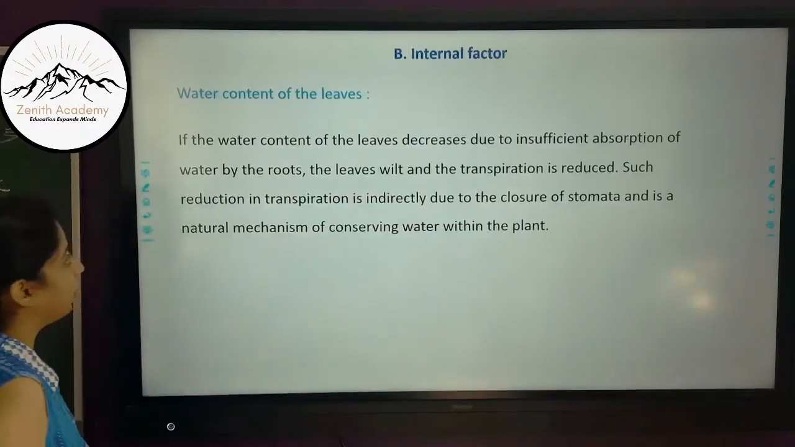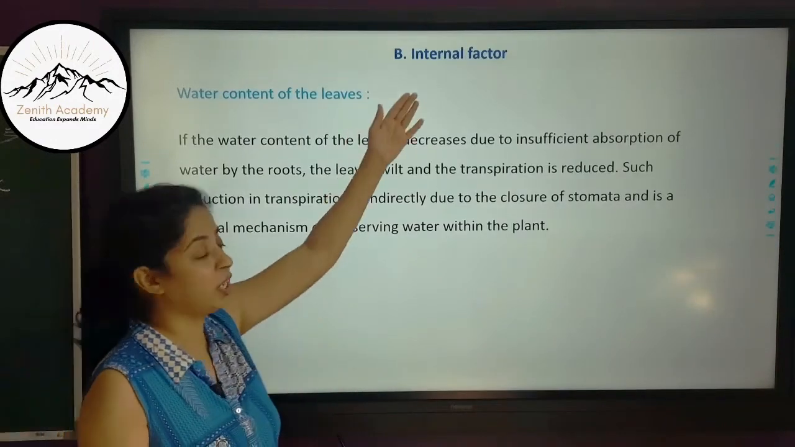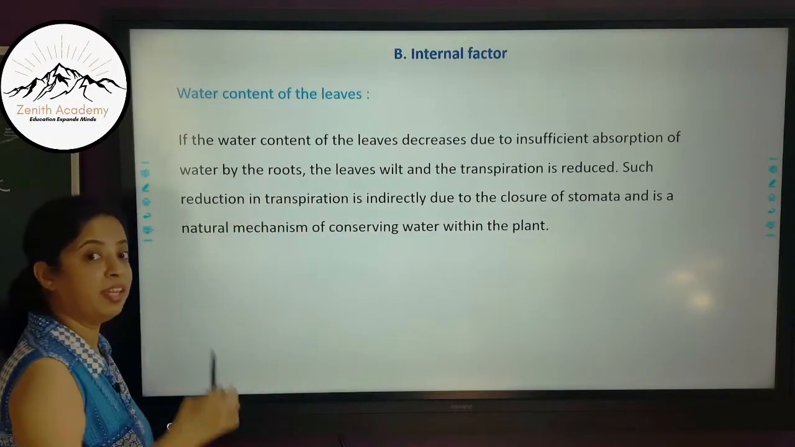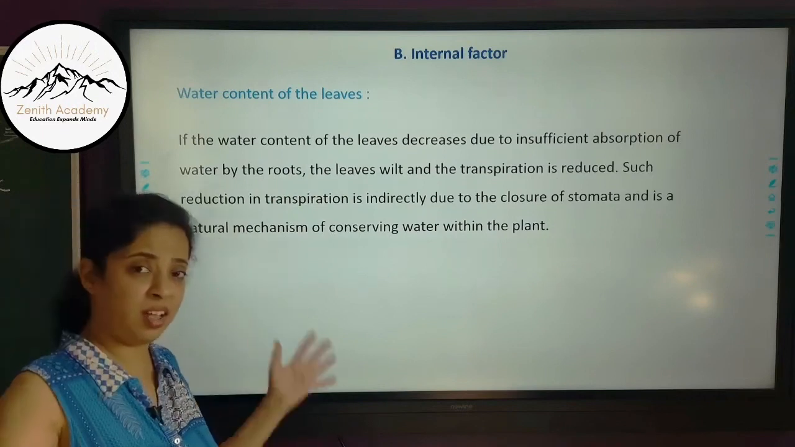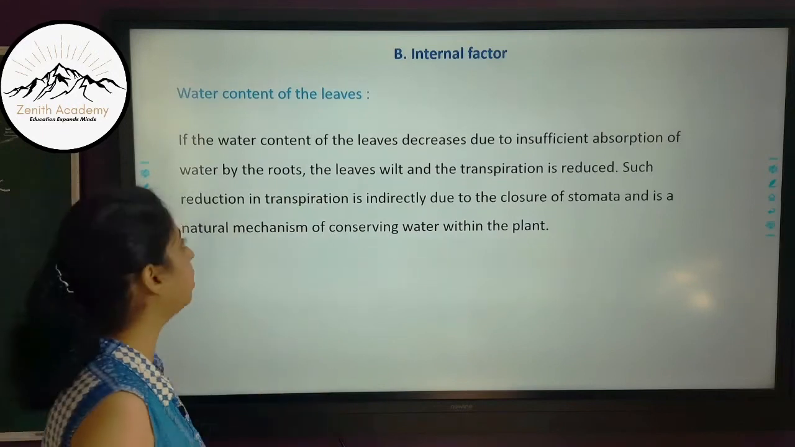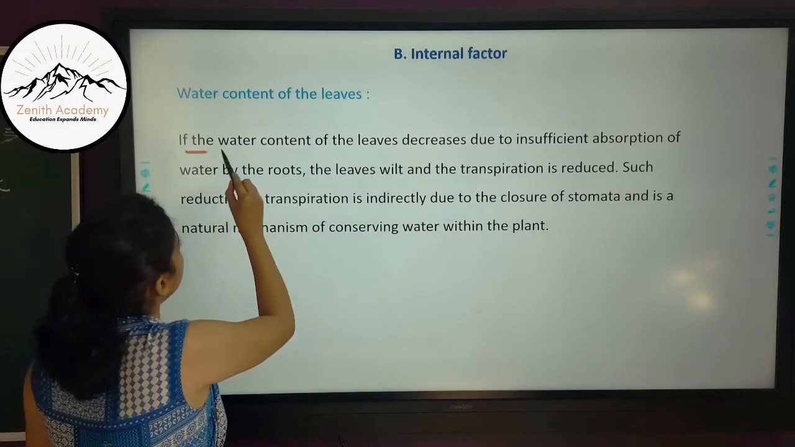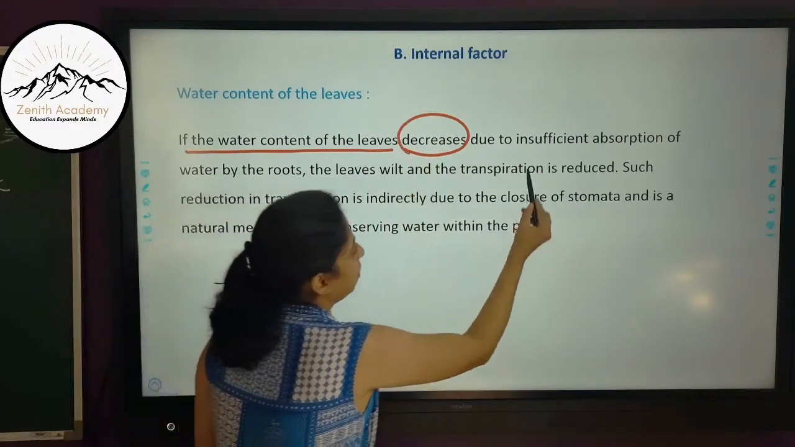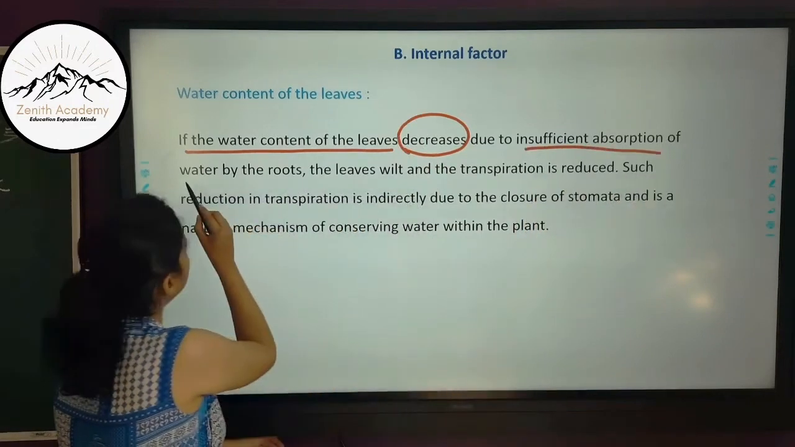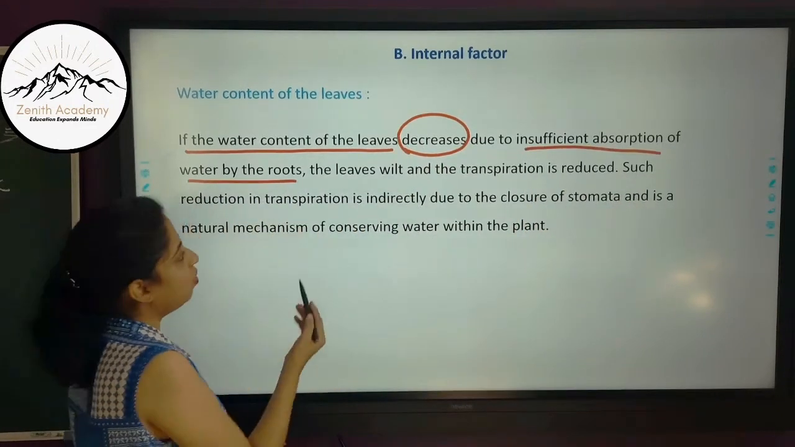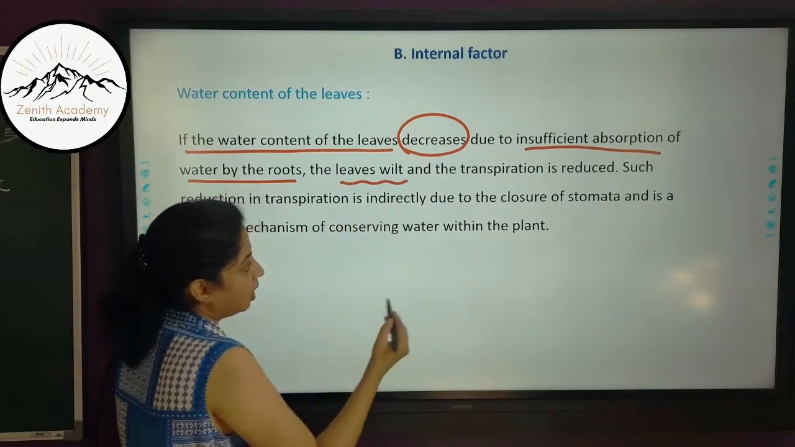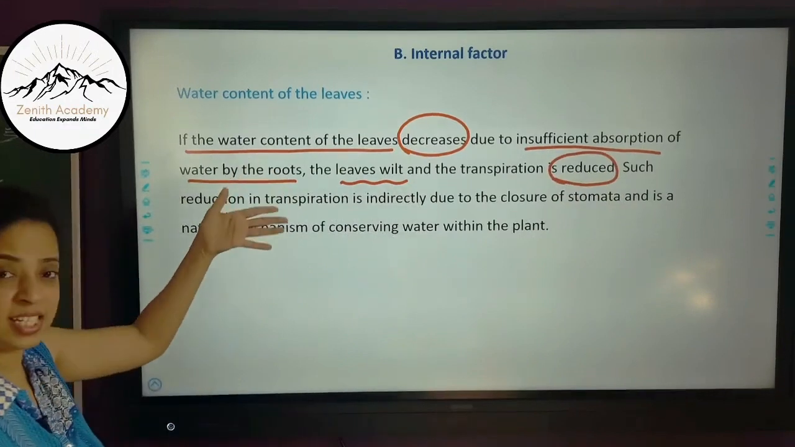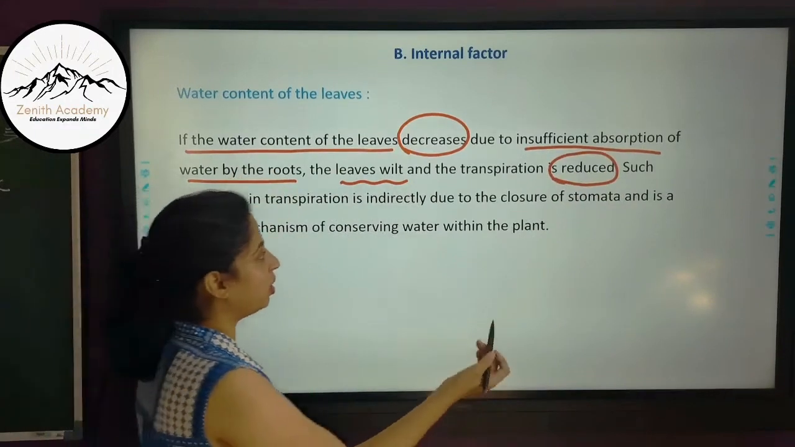Now we will study an internal factor. The internal factor is the water content of the leaves. It does not depend on any external factor, but on the water content inside the leaves. If the water content of the leaves decreases, maybe due to insufficient absorption of water by the roots, then what will happen? The leaves will wilt and the transpiration is reduced. If water inside is less, obviously it will come out less.